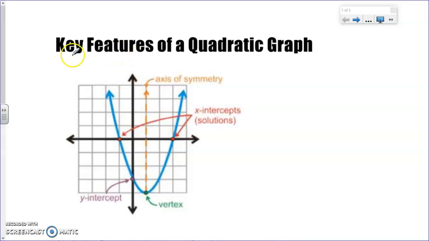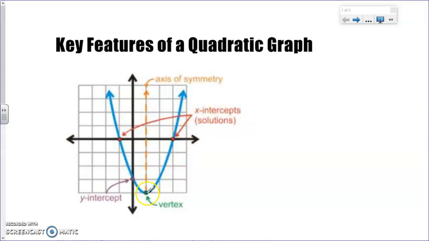All right, guys, we're going to talk about key features of a quadratic graph. So here is a quadratic graph. It makes a U shape, which is called a parabola. We talked about these when we did the discriminant, but where it crosses the x-axis are your x-intercepts, your solutions, your zeros, and your roots.